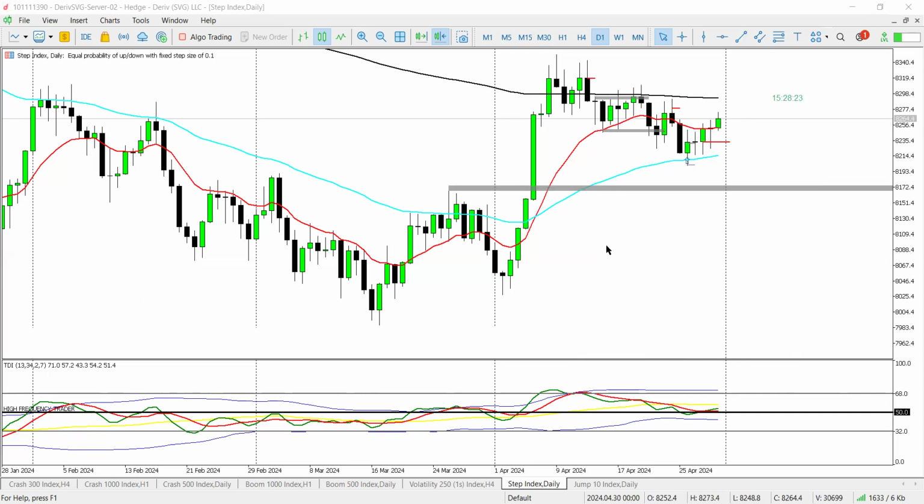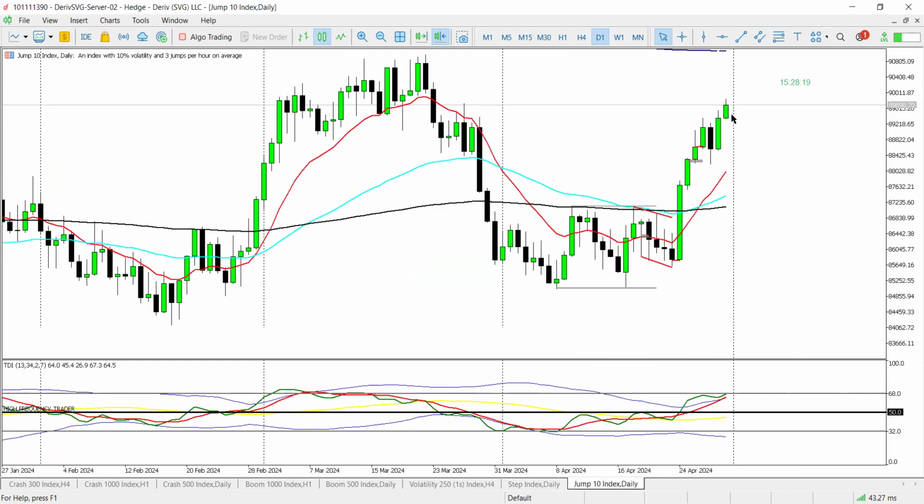So in terms of setup, I do not have anything on Step. Then on J10, J10 looks like they will continue being bullish. I remember we mentioned let's wait for yesterday's daily candle to close so that we see whether we are retracing or we are continuing. So this shows us, or showed us, that we are continuing to push up.